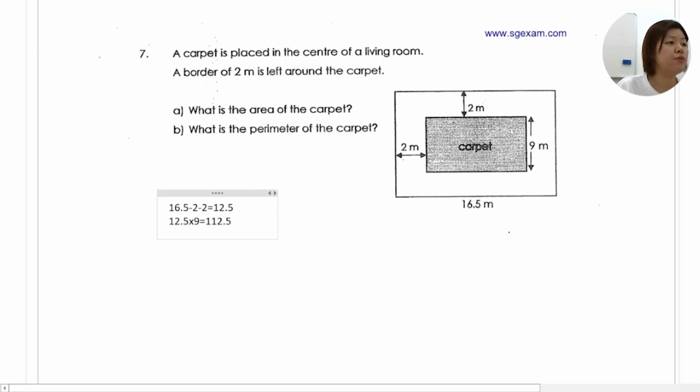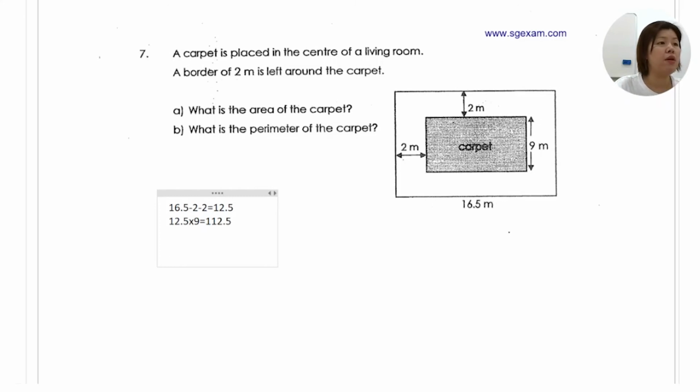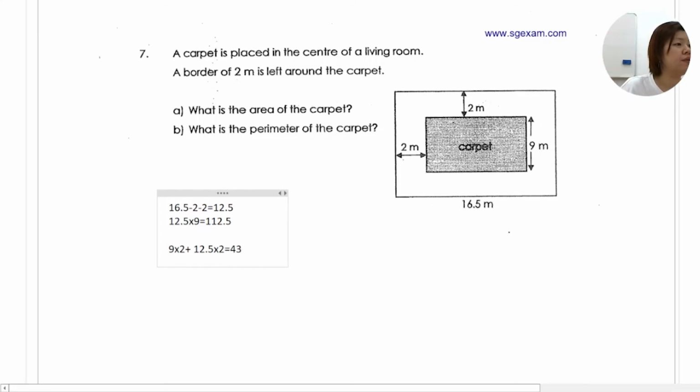Which give you 112.5. Okay, so this is A. So let's move on to B. I want to find the perimeter. So perimeter is length plus breadth plus length plus breadth. So it will be 9 times 2 plus 12.5 times 2. Answer will be 43 cm.